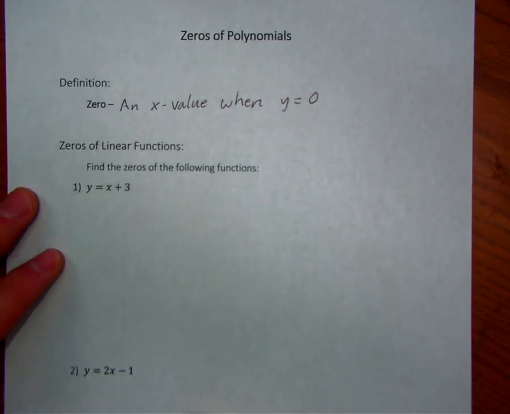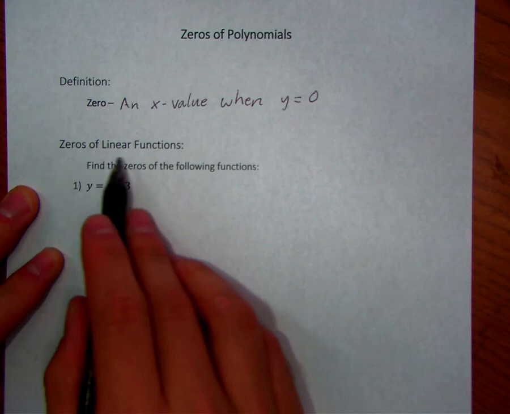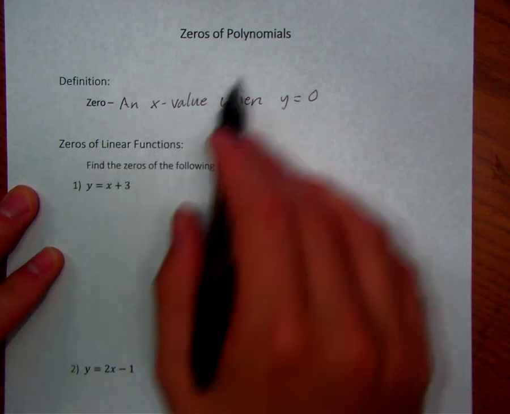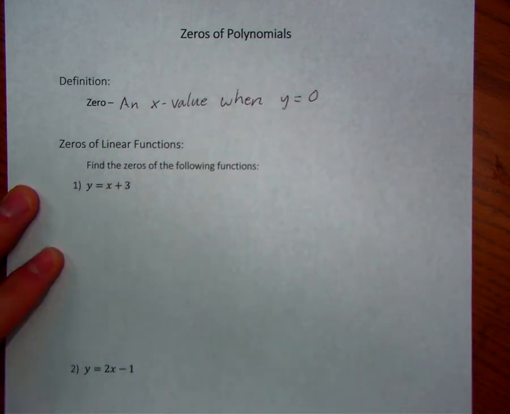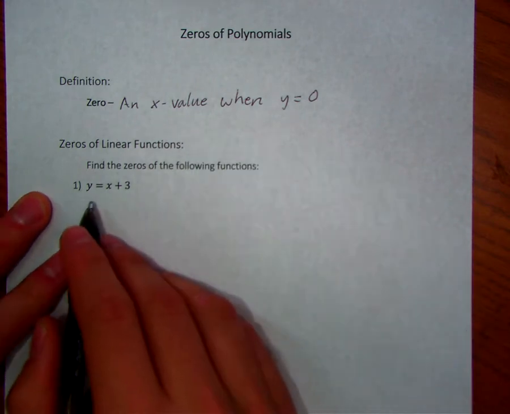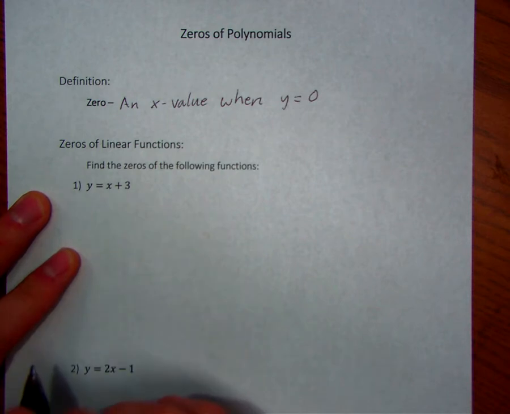Well, let's do a couple problems where we try to find a 0 for some linear functions. Remember, a linear function is a type of polynomial. So linear functions have zeros just like any other polynomial. Let's try to find some. So here we've got a linear function. y is equal to x plus 3. What's the 0 of that function?